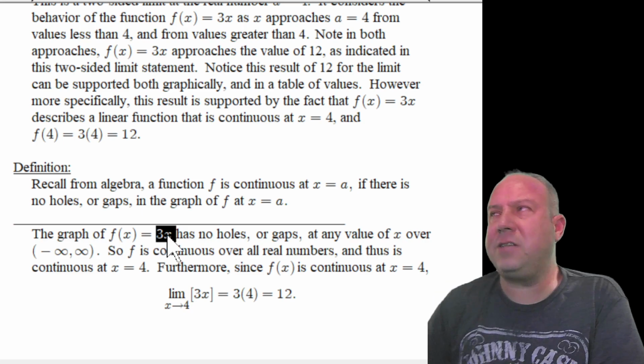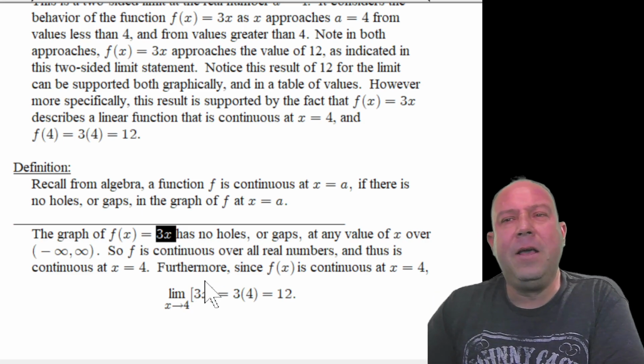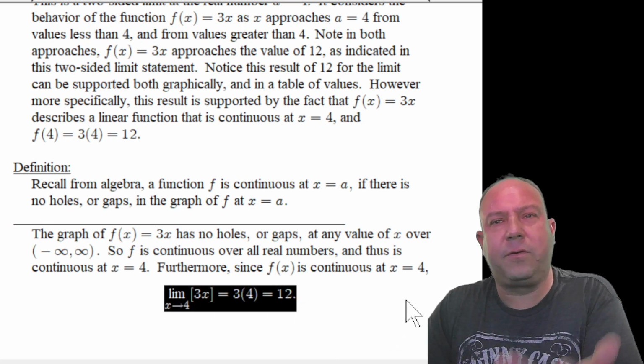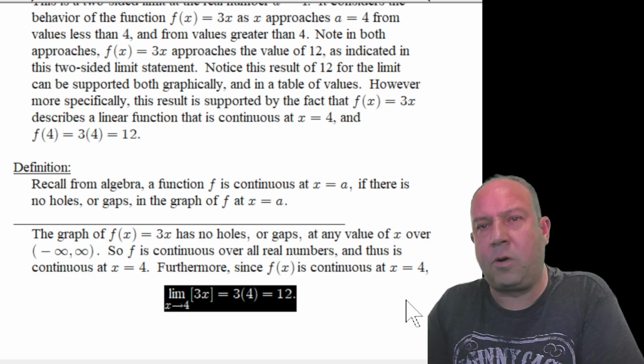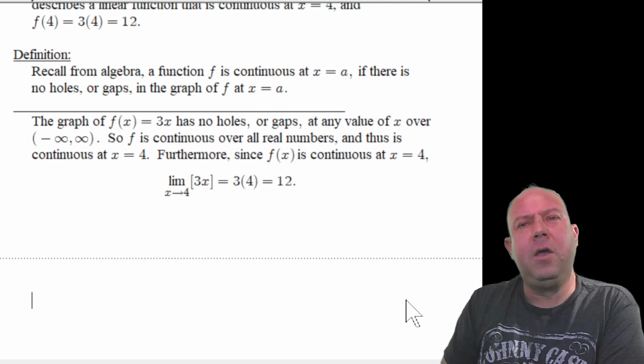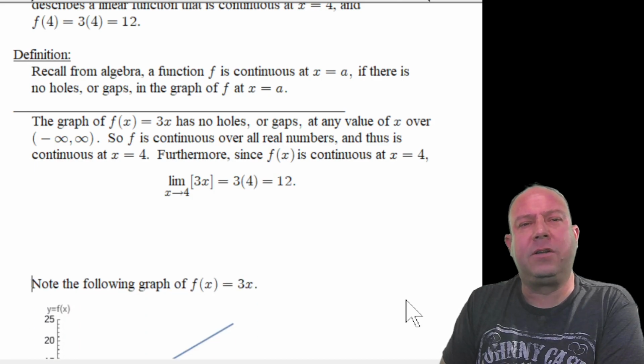And how do we know it has no holes or gaps? Well, it's simply a linear function. So we're able to draw the conclusion that the limit as x approaches 4 of 3x is nothing more than 3 times 4, which is equal to 12. We're relying on the continuity of the function at x equal to 4 to draw those conclusions.